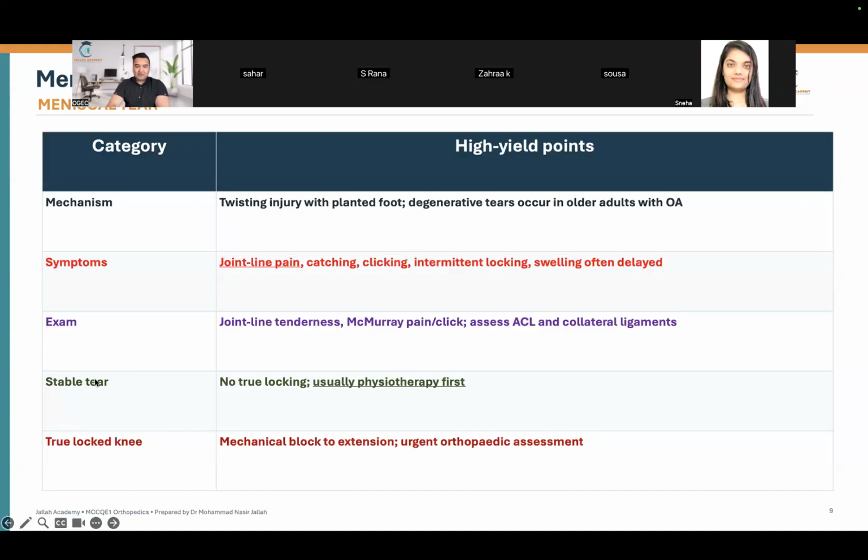Now, a stable tear: if you have meniscal damage but it is not a true lock, it means it gets locked but it opens up. If it is not a true lock, usually we do physiotherapy. But if it is a true lock, let's say the patient flexes the knee and it gets locked, he tries to extend the knee, but it is locked. For that patient, what do we need to do? Surgery.